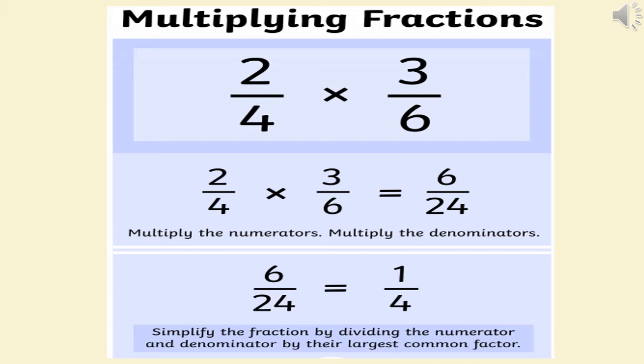Now we know that we can simplify that fraction, and we simplify the fraction by dividing the numerator and the denominator by their largest common factor. And that's where our starter comes in. It's important to know the factors. So when we simplify this fraction, we know that we can simplify it to 1/4, because the common factor for 6 and 24 is 6. There is 1 six in 6, and there are 4 sixes in 24.